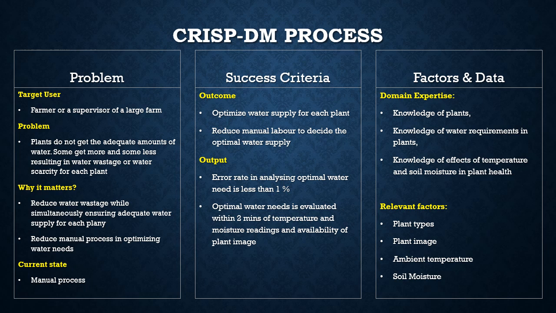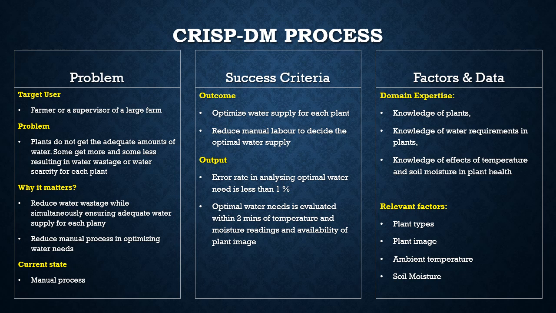We have already explained the problem and why it matters. In the current state, we are seeing that farming is still a manual process, and we don't have enough predictive mechanisms to understand how much water a plant needs. So the success criteria would be optimizing the water supply for each plant at the farm and reducing the manual labor to decide the optimal water supply.